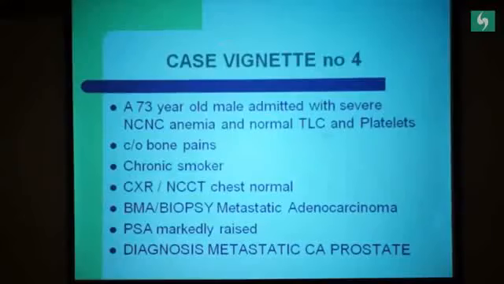Now this is case number 4, a 73-year-old male. He was admitted with anemia, and that anemia was normocytic normochromic anemia. It was severe and the TLC and platelets were normal. He complained of bone pains. He was a chronic smoker. A chest x-ray and a CT chest were done, which were normal.